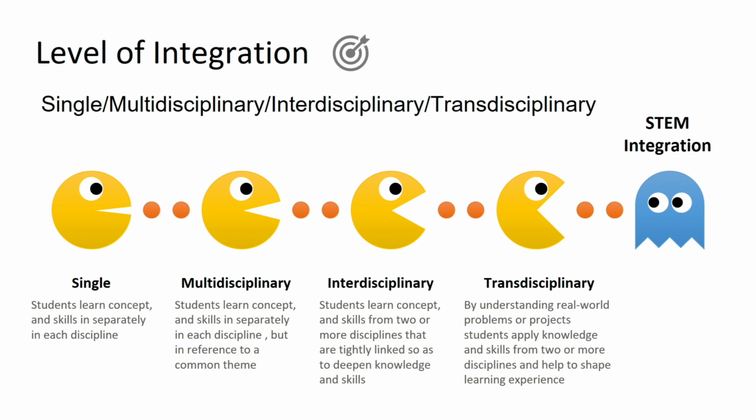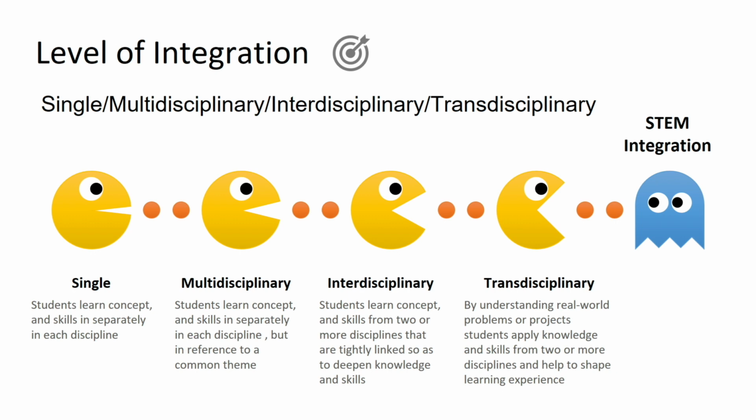Another level of integration is called single, multidisciplinary, interdisciplinary, and transdisciplinary. In our module, we also use this approach when we talk about level of integration. However, please note, those models of integration just provide a way to help scholars explain the type of STEM integration. It doesn't mean that transdisciplinary is better than interdisciplinary or multidisciplinary.